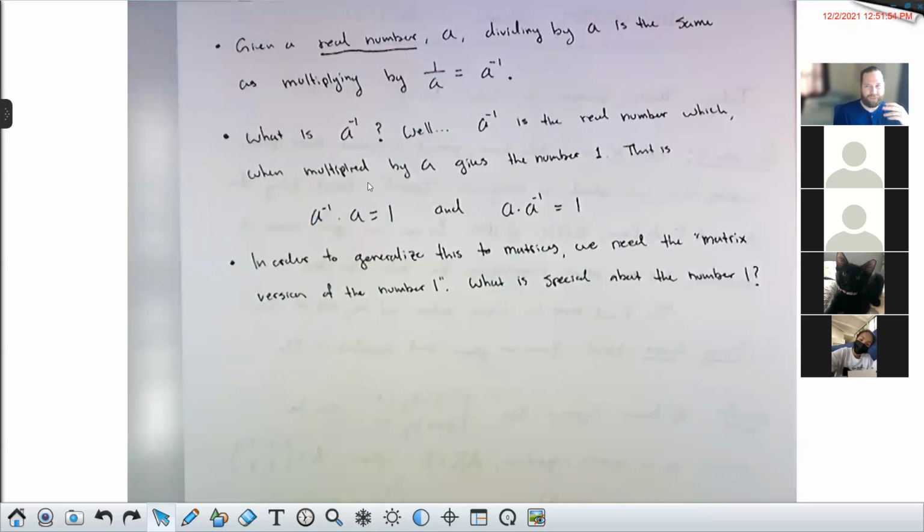Can anybody tell me anything else kind of like that? Think even more like elementary school. Think even simpler. Everything which is multiplied by 1 is the same number. Yes, that's the main thing we're after here. So remember, we're specifically talking about multiplication. So what's special about the number 1 when we're talking about multiplication?